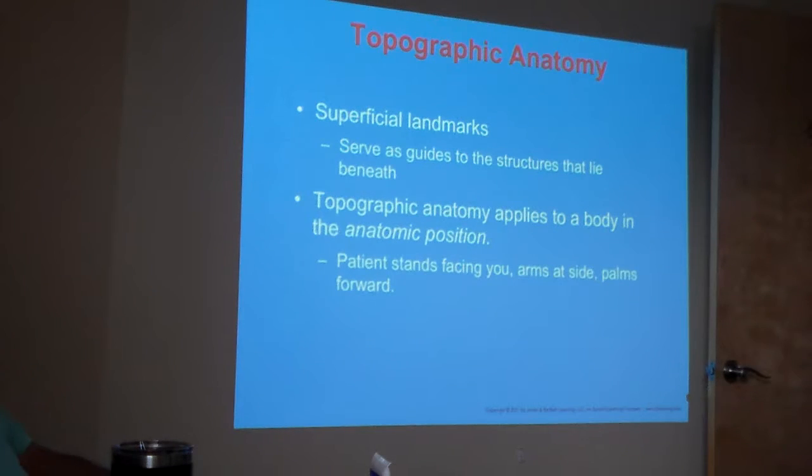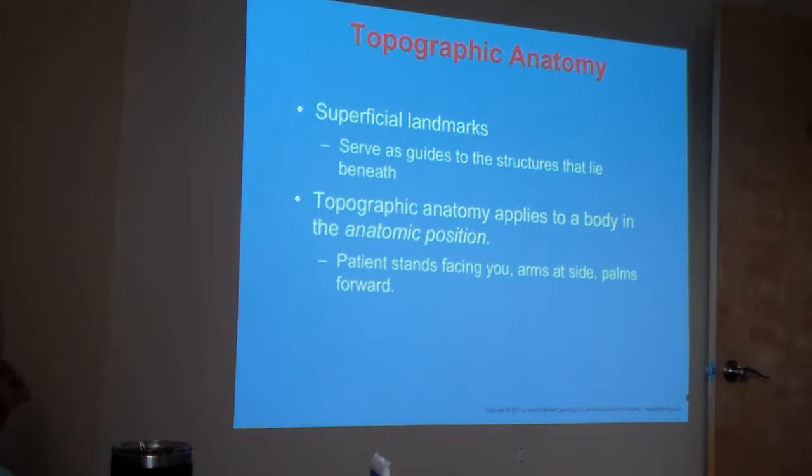Okay, so we're going to talk about topographical anatomy. And we're talking about landmarks on the body. What it does is it gives us a kind of roadmap, if you will, for the body. And I'll do a little bit of drawing on the board here so that y'all can see that as well, where these landmarks go when it comes to the abdomen and things of that nature.